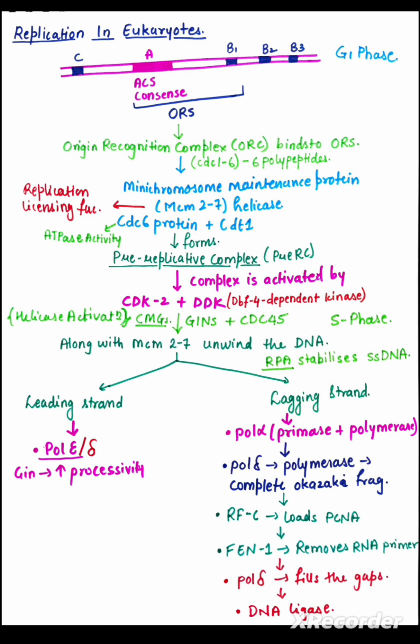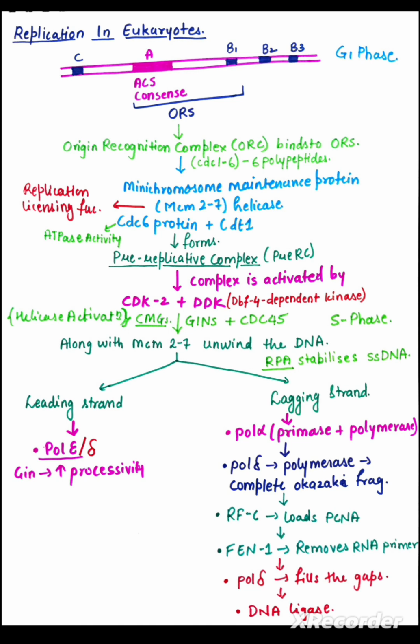It will start synthesizing the DNA. It will complete Okazaki fragments one by one, and there should be something called a sliding clamp and clamp loader, right? So here RFC, that is also known as replication factor C, will load PCNA. Now PCNA is proliferating cell nuclear antigen. PCNA is sliding clamp and clamp loader is RFC.